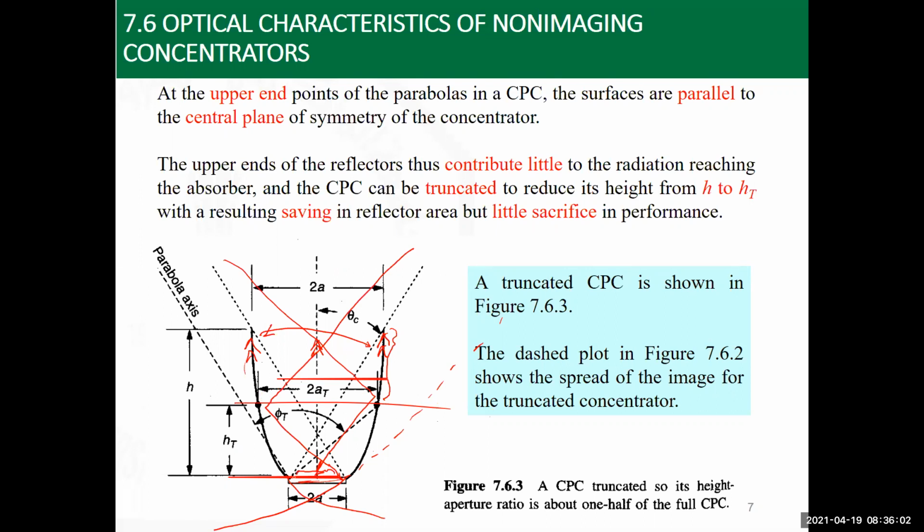Is it going to affect the performance? Yes, but not significantly. Accordingly, it can be an economic solution of reducing the price of the collector without sacrificing the performance a lot.